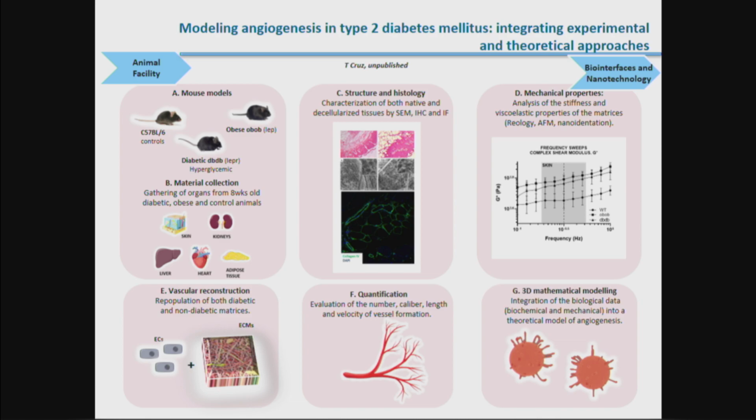Therefore, we are using these mouse models that are also available at the Institute in case you might need them for your questions. We have selected different organs, we decellularized the organs, and we are now characterizing in detail the liver, the lung, and the heart in terms of structure and histology. We are characterizing the matrices regarding their stiffness, and we already see that in the diabetic models the stiffness of the matrix is increased in comparison with the wild-type animals.